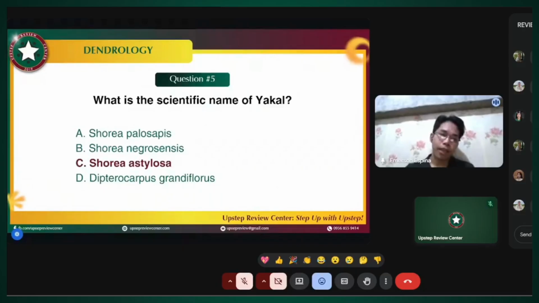Okay, time's up. The answer is letter C, Shorea. So for this one, remember, Yakal is the common name, and then the specific name is the scientific name, and then from the family, the Dipterocarpaceae. So among the Shorea species, Yakal is one of the most frequently emphasized species. Moving forward, scientific names are usually considered easy points, so let's try to increase the difficulty.